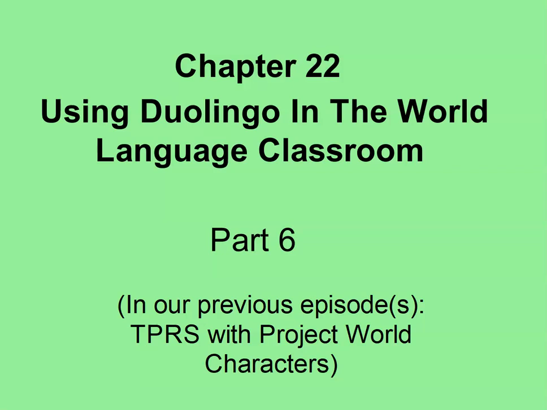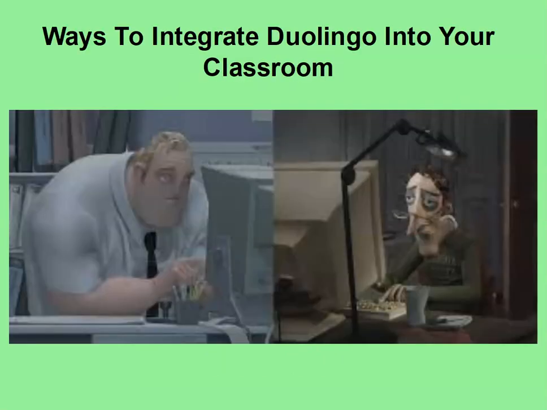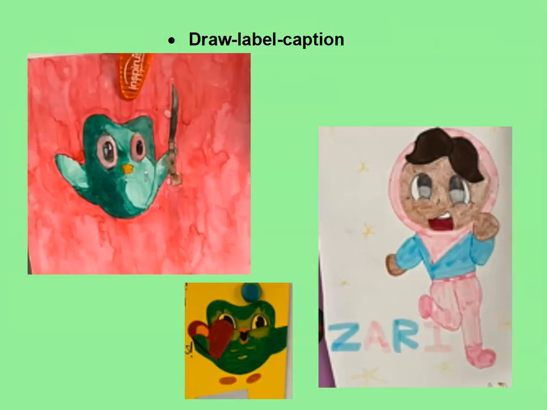All right, we're on chapter 22 of my book, and I'm really focusing on how I use Duolingo in the classroom. In our previous episodes, we talked about TPRS, Teaching Proficiency with Reading and Storytelling, with the Project World Characters. Once again, my philosophy is students spend more than enough time behind the screen. So I use Duolingo for homework only, and class time is the time we're playing games and applying the skills. But I really leverage the heck out of Duolingo.